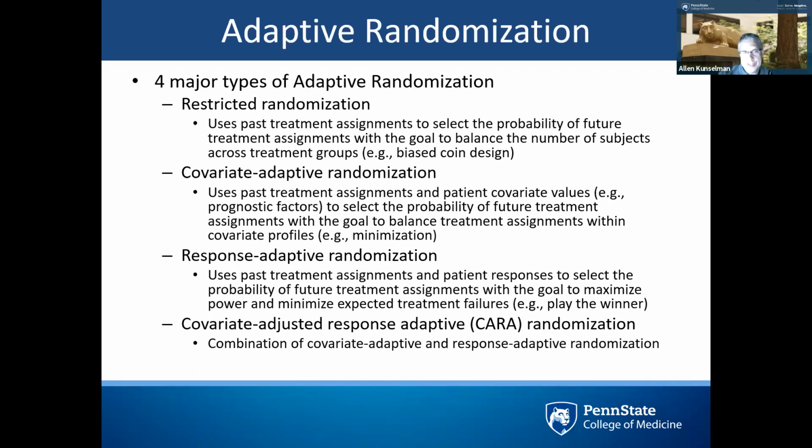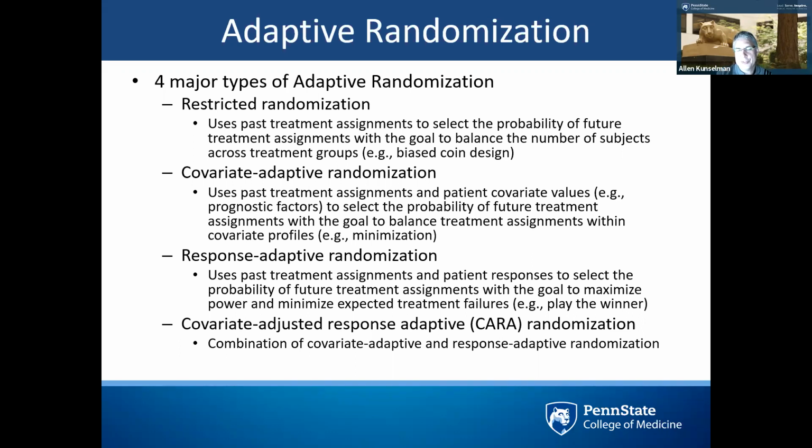So as I mentioned, there's 4 major types of adaptive randomization. Restricted randomization uses past treatment assignments to select the probability for a future treatment assignment, with the goal to balance the number of subjects across the treatments. An example of this is a biased coin design. So what does that mean? Let's assume we have 2 treatments again, A and B, and we want to randomly assign people to treatment A and B.